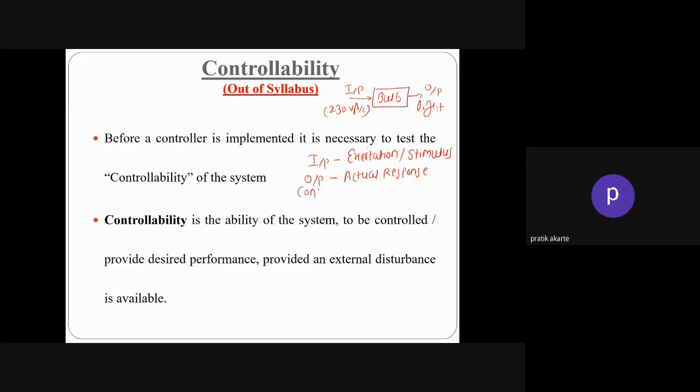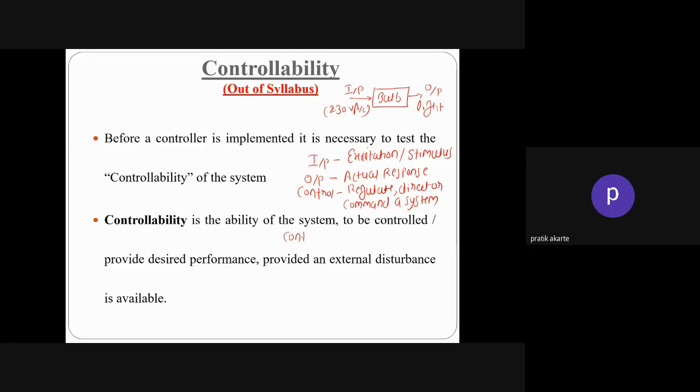Then comes the term control. What is the meaning of control? It means to regulate, direct, or command a system. Commanding a system is called control.